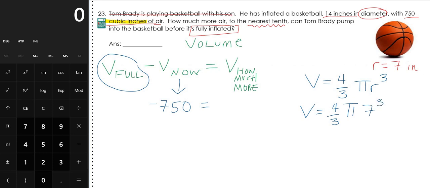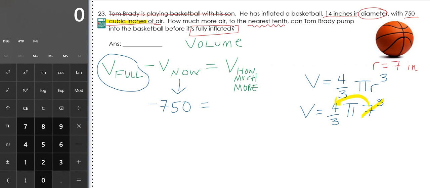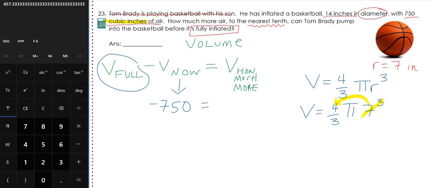Let's go to our calculator. We're going to be doing the 7 cubed, and then we're going to multiply by 4 and then divide by 3. Not going to multiply pi in just yet. So 7 to the 3rd power. I have to hit second, and then the x to the 3rd pops up. So 343 is 7 cubed times 4 is 1,372. And then I divide by 3 all the way at the end. Divided by 3 equals.